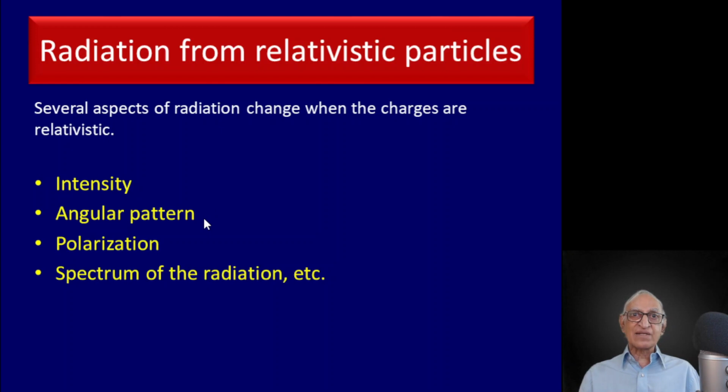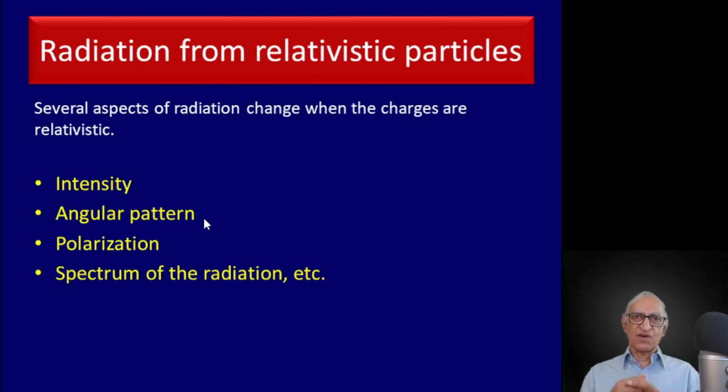The angular pattern will also change. What are angles? Angles are y divided by x is tan theta. So if I'm making a Lorentz transformation from one frame to another, x transforms, y transforms, z transforms, t transforms, and therefore angles will also transform. And this is known as aberration.